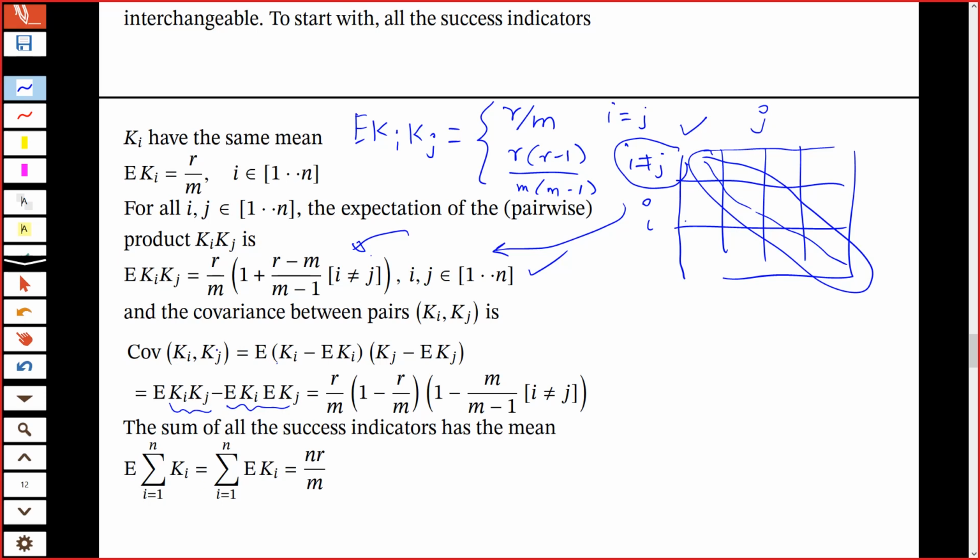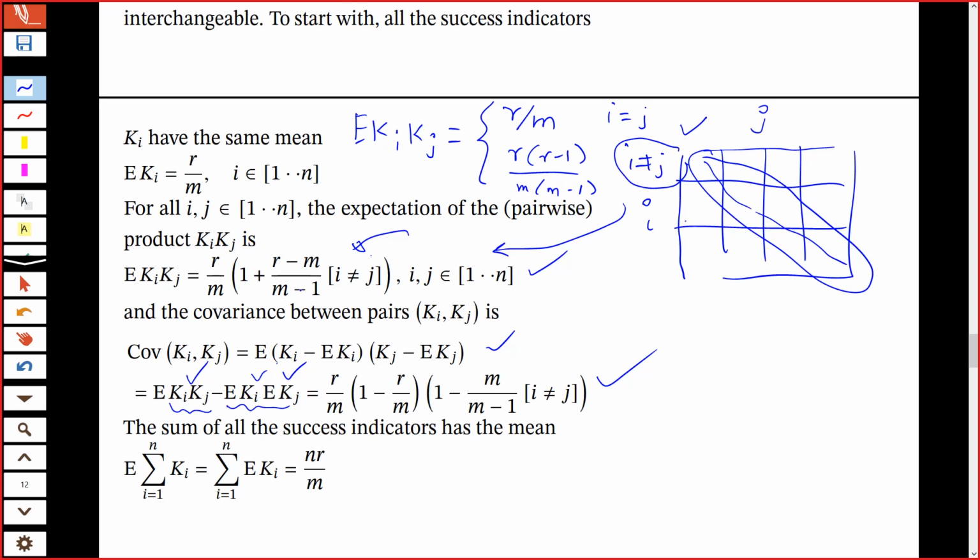The covariance between any two random variables, if you follow this formula, is the product of expectation subtracted from the expectation of the product. आपको इसका भी पता है, आपको इन दोनों का भी पता है. Plug करें and you get this formula. So I have the covariance between any two random variables.